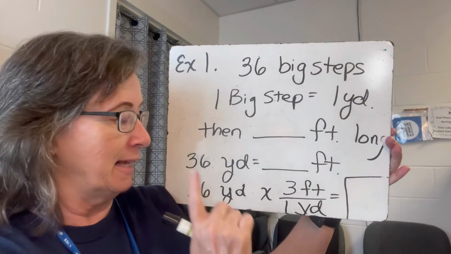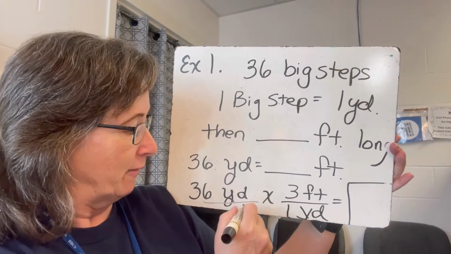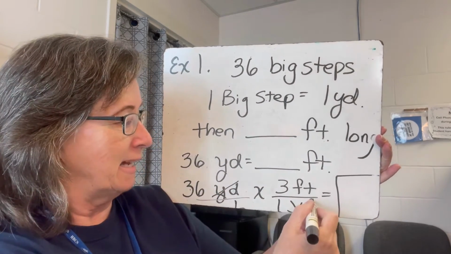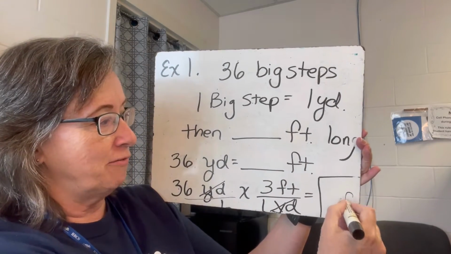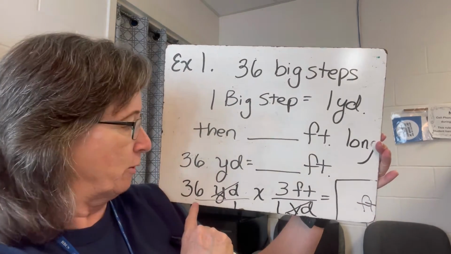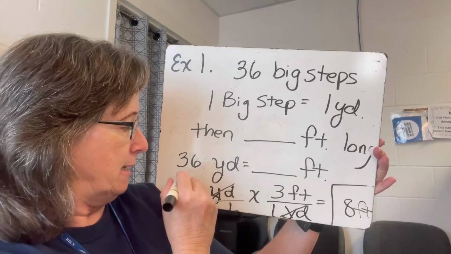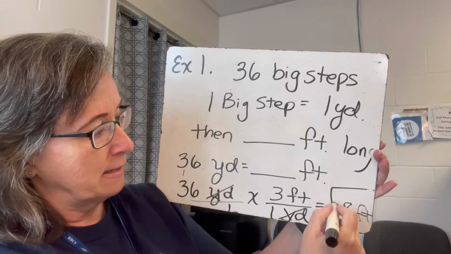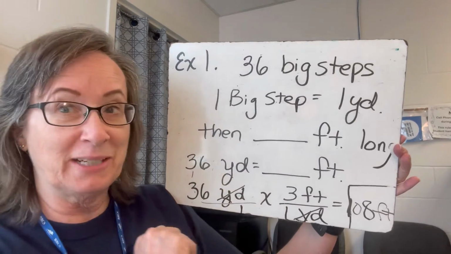Okay, so now look at this. Yards up here is in the numerator. We can put a 1 down there. And then yards is in the denominator. The yards is going to cancel the yards and leave me with feet. So feet, and then the numbers tell me what to do. It's kind of like a road map. 36 times 3: 6 times 3 is 18, carry the 1, 3 times 3 is 9, plus 1 is 10. So 108 feet is about the same as 36 yards.